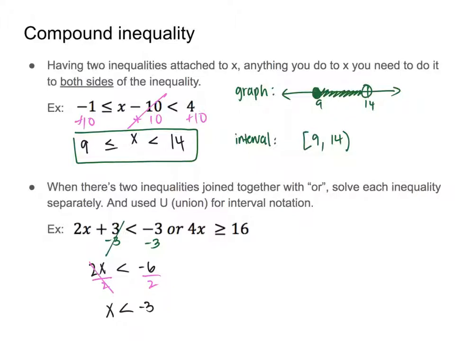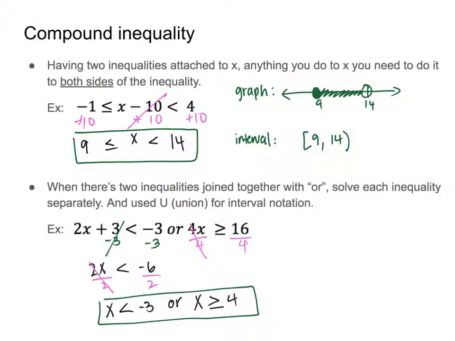And now I'm just going to bring down this "or" since it's here in the middle. I've already solved this part, so I bring down "or". Now this one is a lot easier to solve. I just have to move this 4 to the other side, so I'm going to divide by 4. This cancels, and x is greater than or equal to 16 divided by 4, which is 4. And so now here is our inequality.